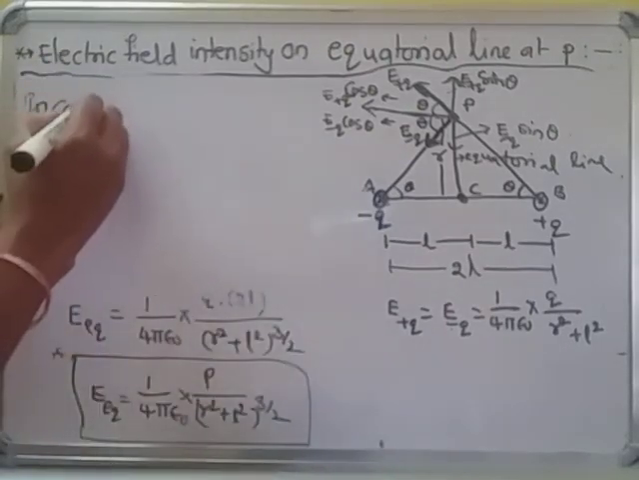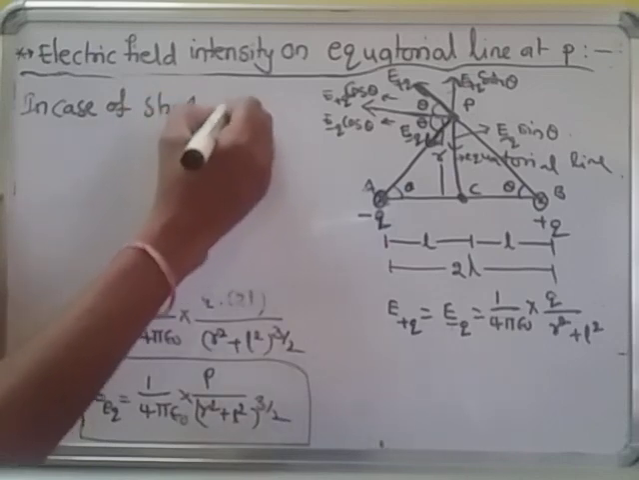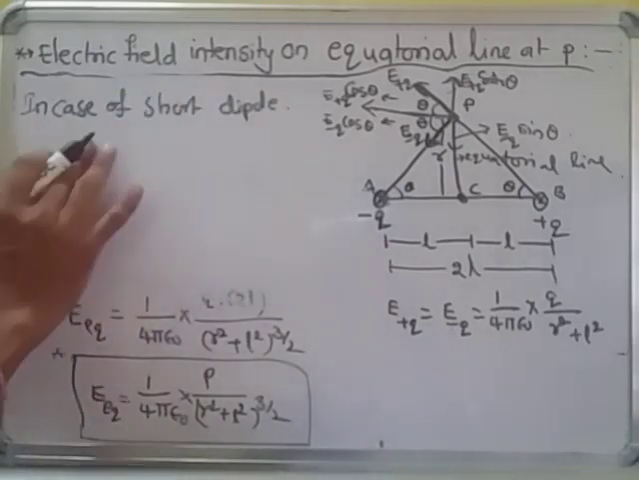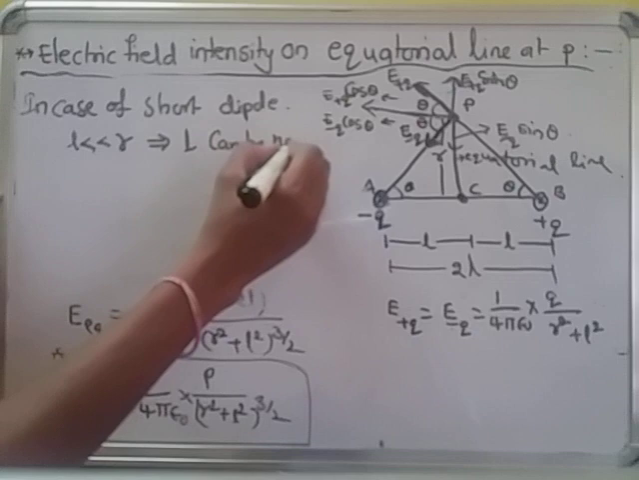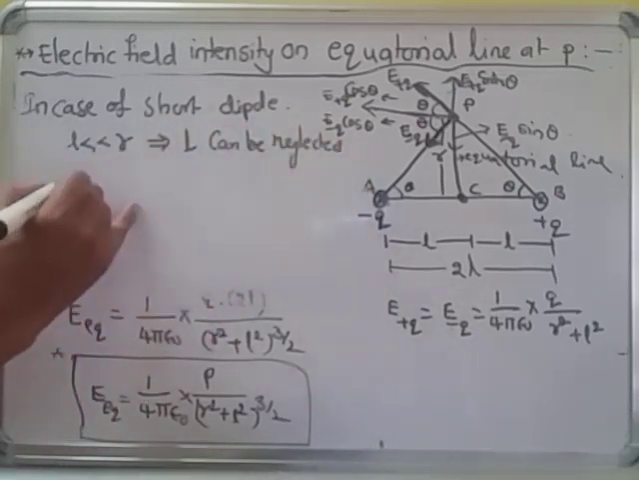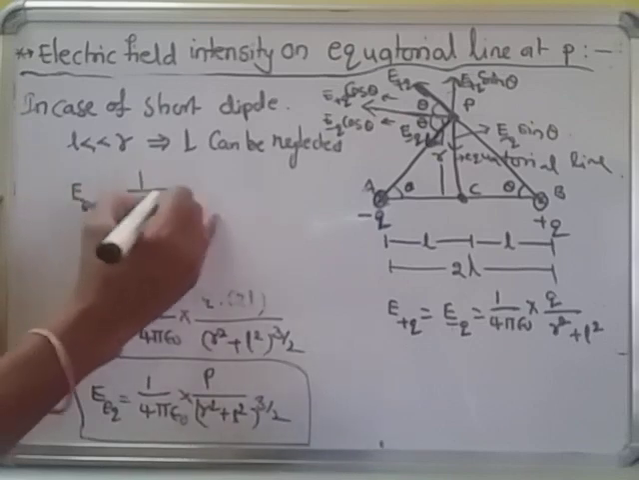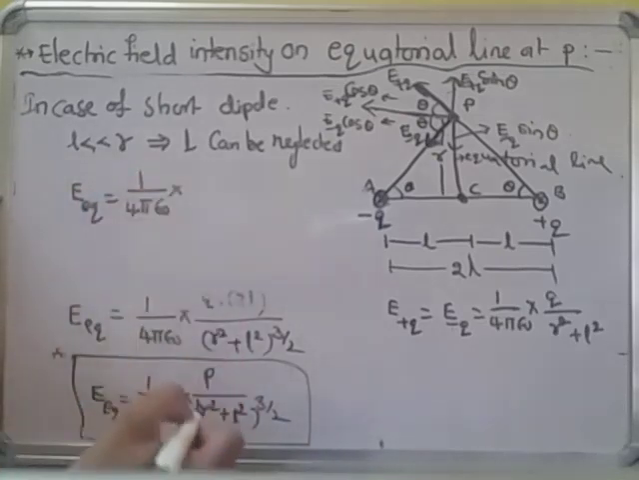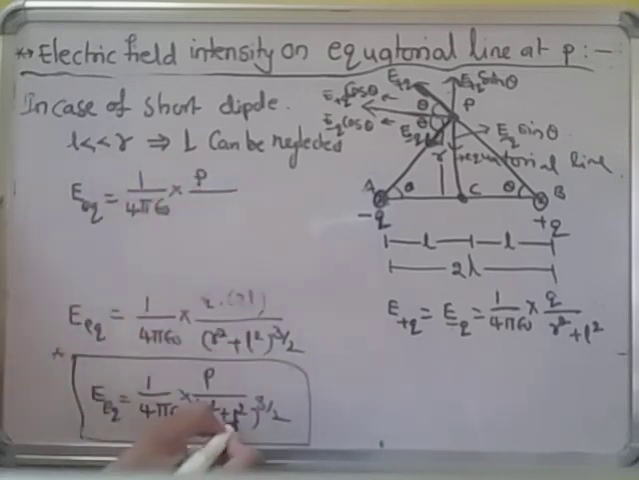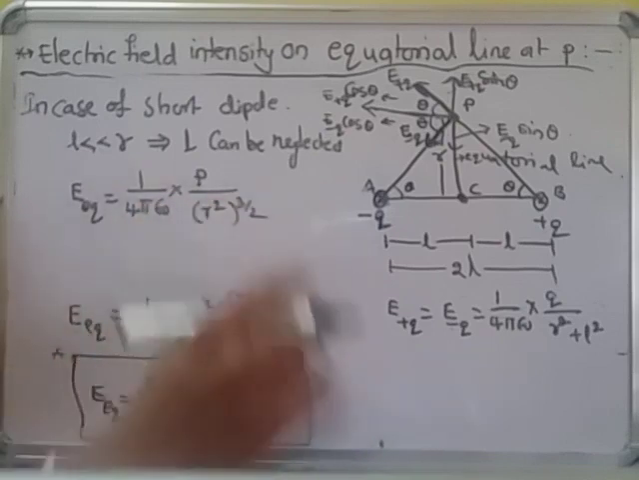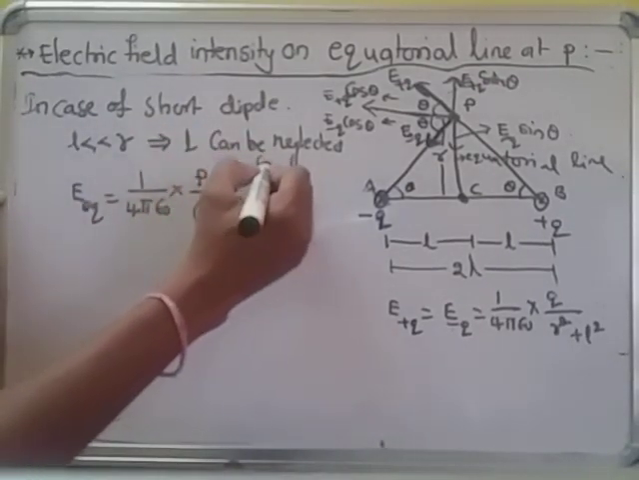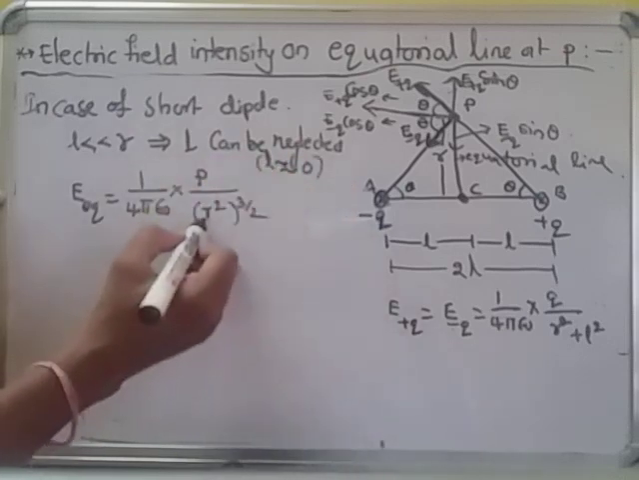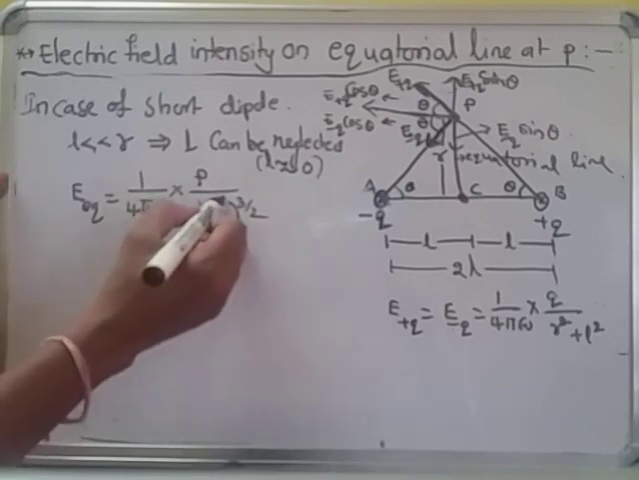In case of short dipole, yes, short dipole means length is very much less compared with R, then L can be neglected. When we neglect L, then what happens to the formula? Then electric field intensity on the equatorial line we will get as 1 by 4 pi epsilon naught into P by, this L we write as 0, R square plus 0 square is R square whole power 3 by 2. When you write L as 0, L nearly is 0, then we will get R square whole power 3 by 2, these two cancel.